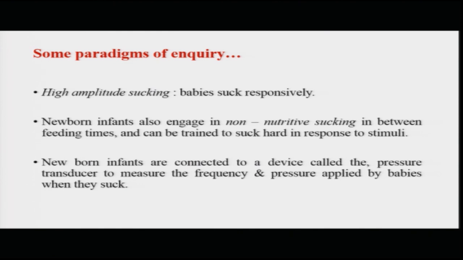So, they developed this procedure in which newborn infants are connected to what is referred to as a pressure transducer. It's basically like a sucking device, a nipple maybe. You can measure the amount of pressure that the child applies on this, and how many times the child is sucking on it. So the frequency of sucking and the pressure the child applies while sucking can both be measured. These are the two dependent variables, basically.